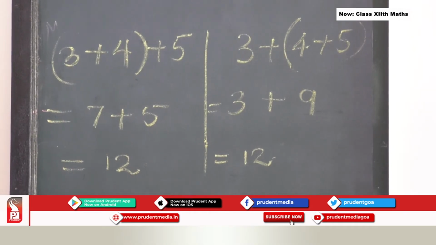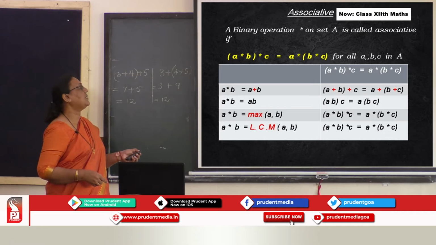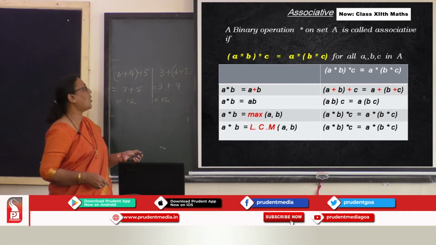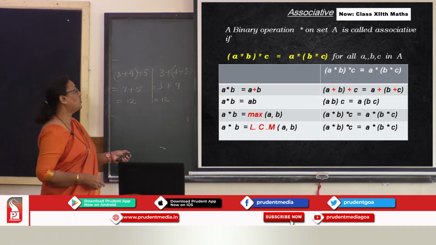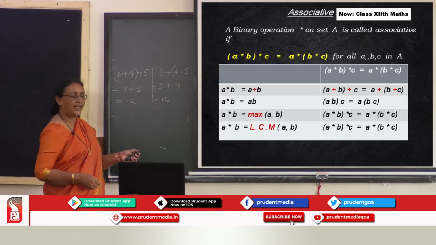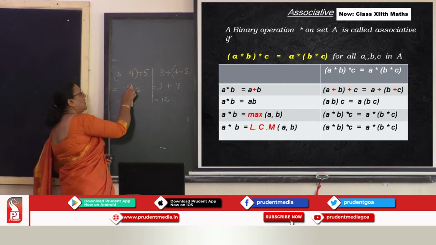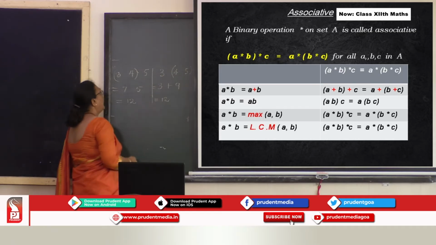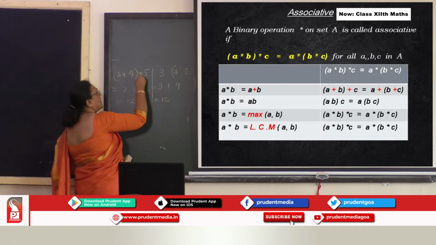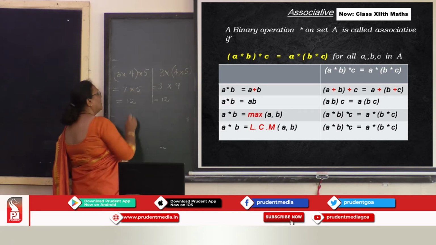Therefore, the operation star that is defined as A plus B is associative. This operation is associative. Similarly, if you change this, A star B is A into B. If you change the operation here, instead of plus, if you write into, both the sides you will get the same answer. Please check this.